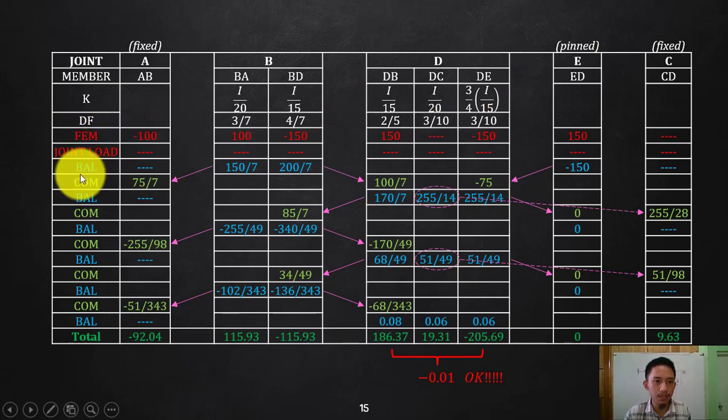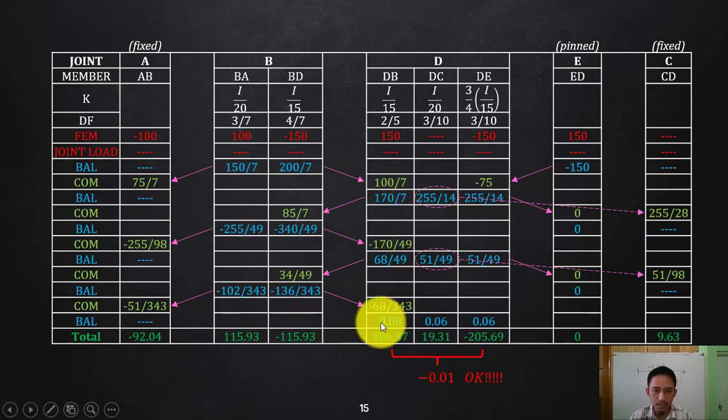From the load to balance, 1, carry-over, balance, 2, carry-over, balance, 3, carry-over, balance, 4, carry-over, balance, 5, carry-over, balance, 6. So we did 6 cycles. Comparing to your beam a while ago, there were only 2 or 3 cycles, because of course there are fewer members. Here there are more members and more joints, so the more joints, the longer it takes to balance.